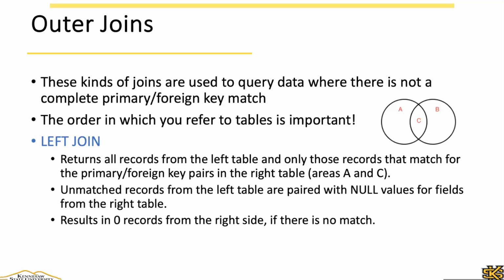And the last one, full outer join. A full outer join returns all records from both tables. If a record from one table doesn't have a match in the other table, the result will still include the record, but with null values for the missing fields from the other table. This operation gives area A, the left-only records, area B, the right-only records, and area C, which is the matching records.